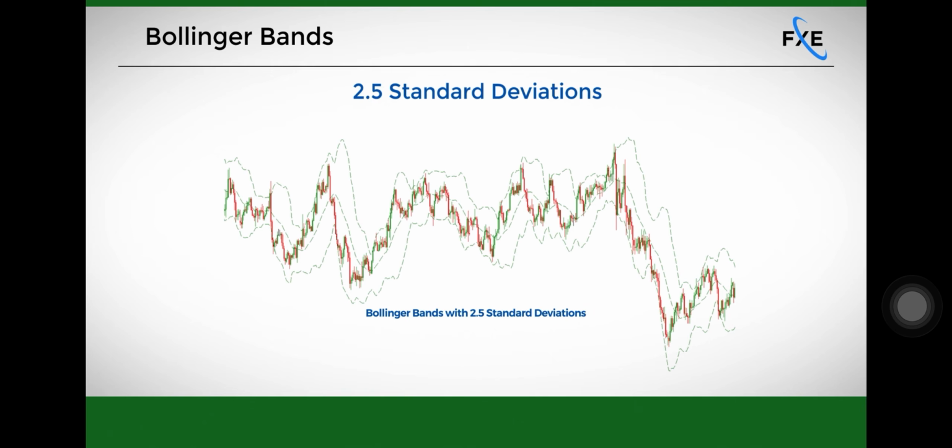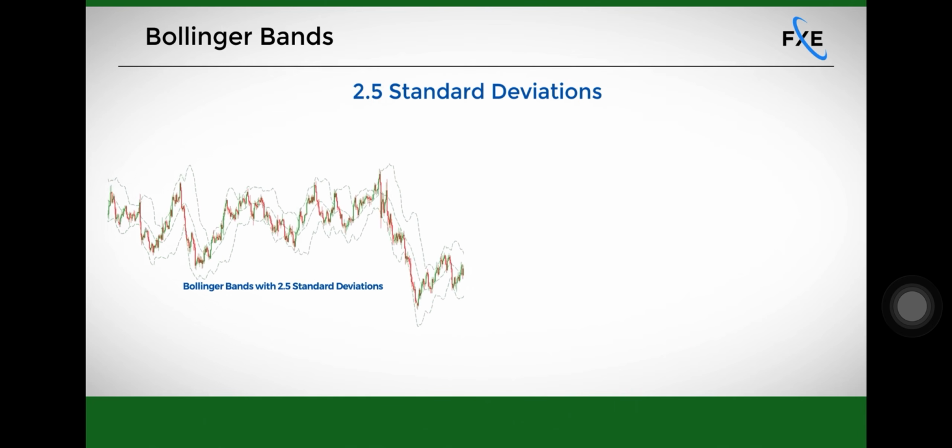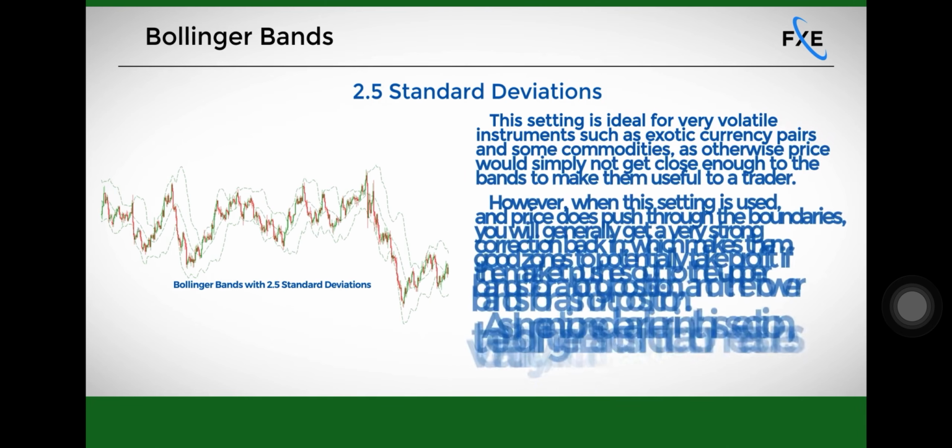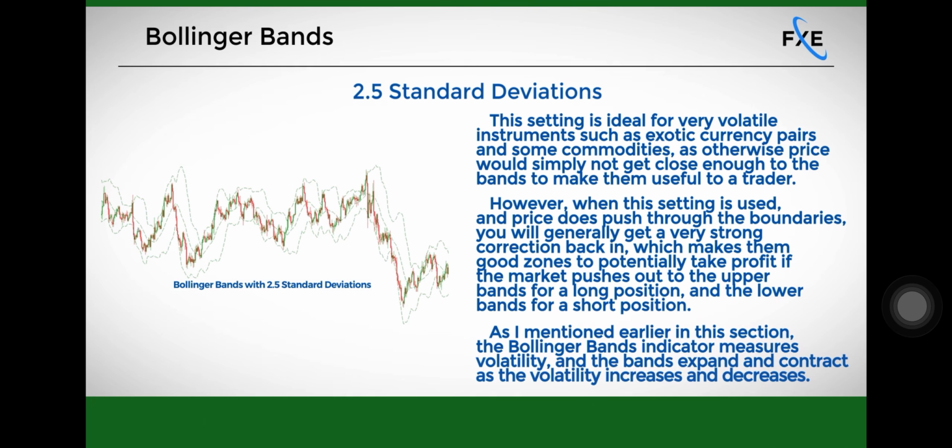The example illustrates that apart from 2 or 3 candles exceeding the boundaries, almost all the price action remained inside the bands. In fact, price only gets close to touching the bands when the trend changes and moves aggressively in one direction or another. This setting is ideal for very volatile instruments, such as exotic currency pairs and some commodities, as otherwise price would simply not get close enough to the bands to make them useful to a trader.